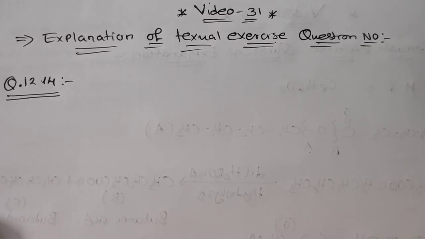Today in video 31 we are going to discuss the textbook exercise question number 12.14. Now in 12.14 it is all about how to get the product from what we have studied, all the preparation, chemical properties and all. From that we are going to prepare, that is conversions, or how to prepare the given compound that we are going to see.